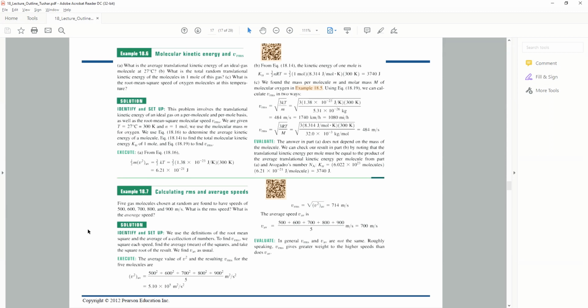You can also solve for the RMS or root mean square speed using the square root of 3RT over M, where M is the molar mass, that is 32 times 10 raised to negative 3 kilograms per mole, and the gas constant is 8.314 joules per mole Kelvin. It is the same result, 484 meters per second. But usually this is the formula that is used: the square root of 3RT over M.